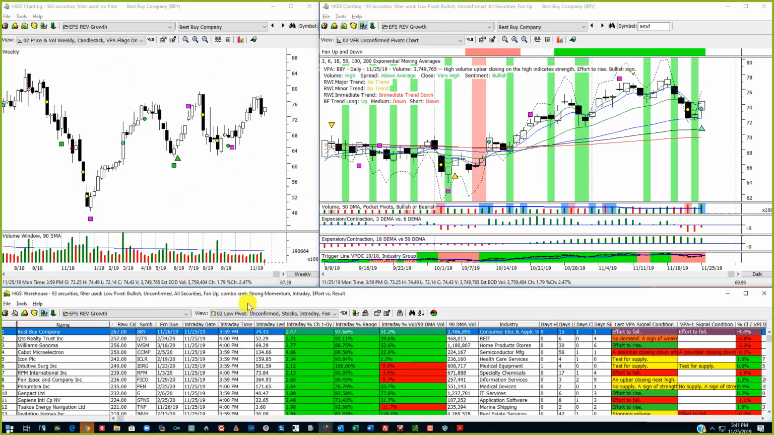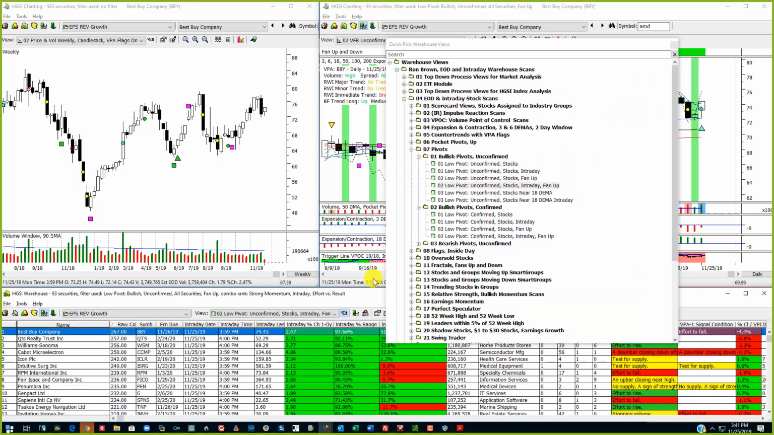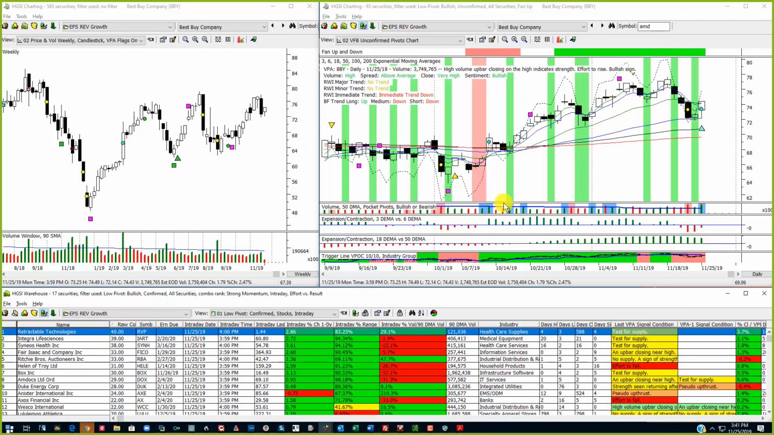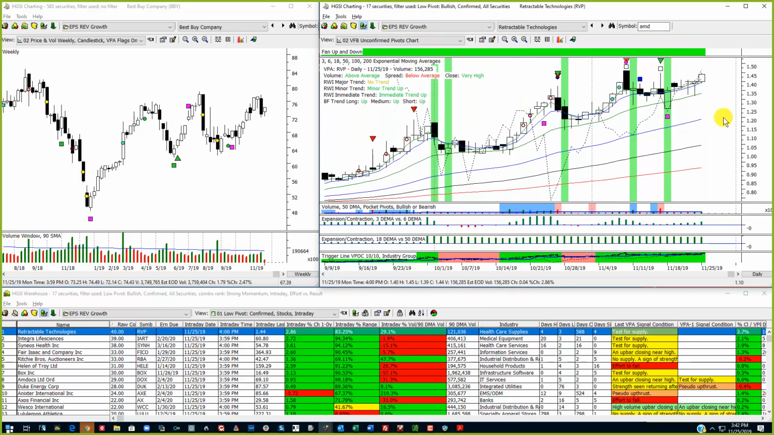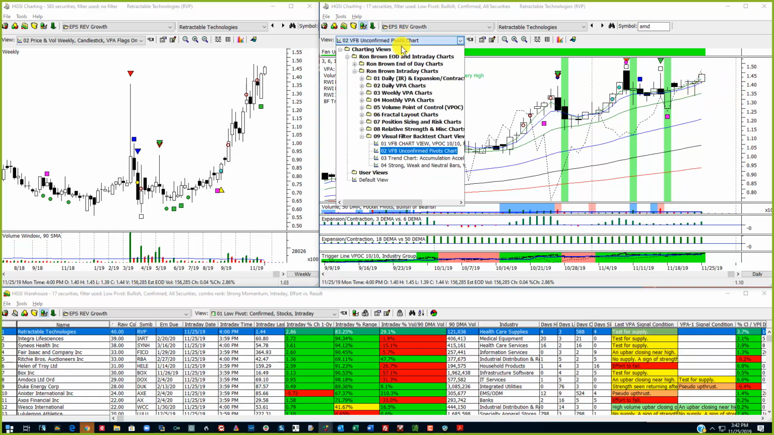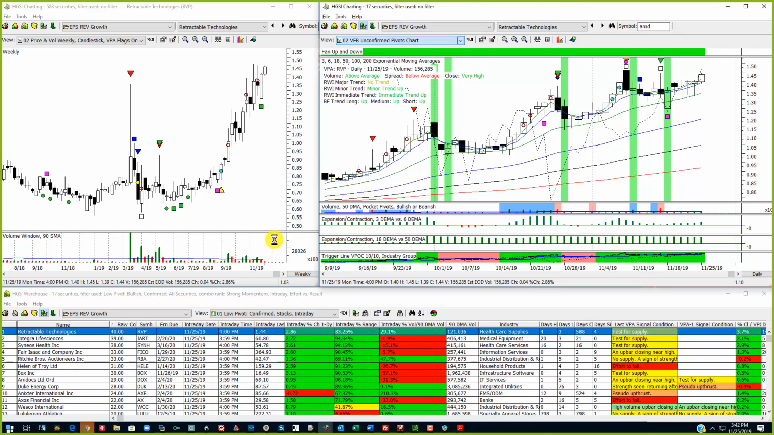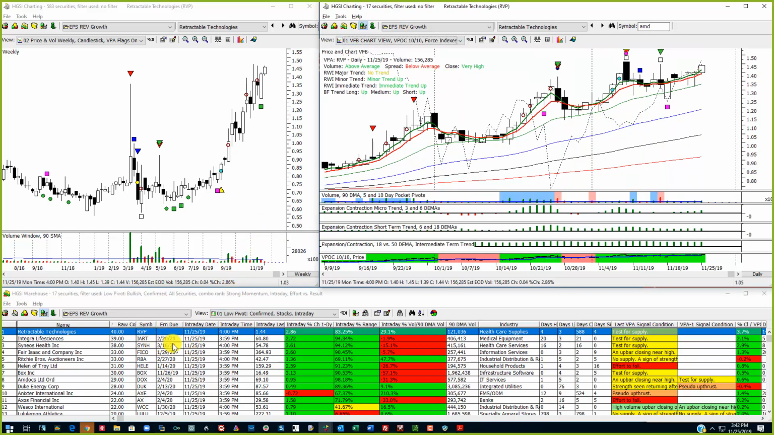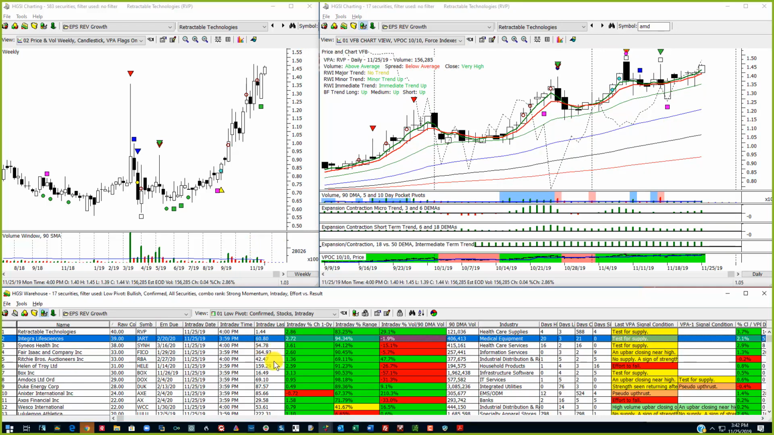Okay, now this is the low pivot point. Now, I'm going to change this to the confirmed. What do I mean by confirmed? I want to change to the other chart. See, there's no green bar on here because that's a $1.45 stock, and this is not an unconfirmed low pivot. I want to go back to the other chart, and I'm going to choose a different stock rather than a $1.44 stock.